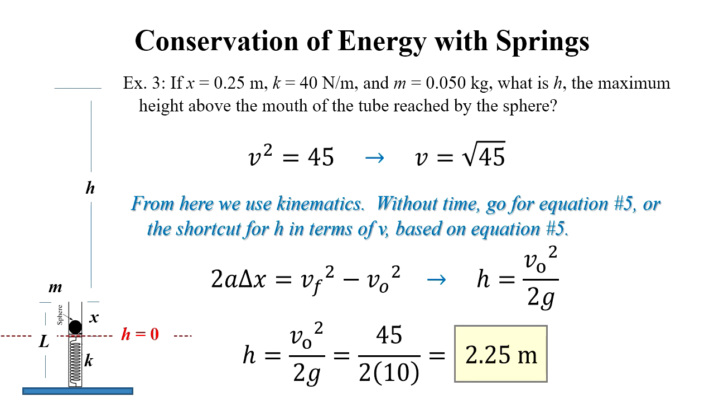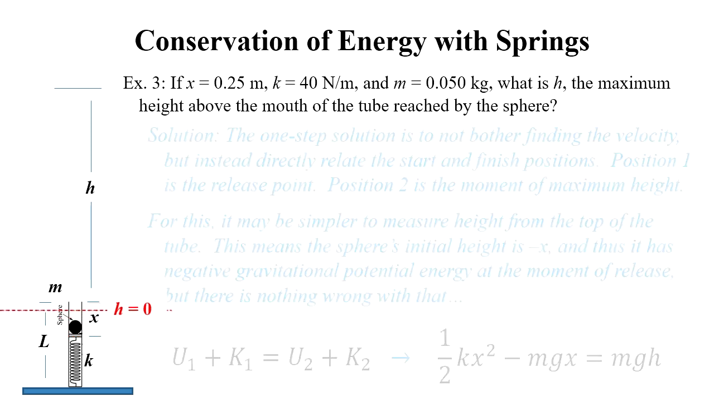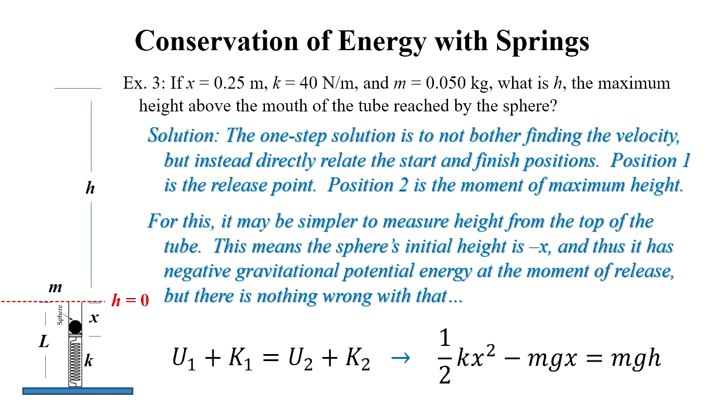Now, that is a solution to this, and it follows a certain logic, and it's probably one that many students are comfortable with. However, there is a faster one-step solution that a very experienced student would probably do instead of what we just did. The one-step solution is to not bother finding the velocity. After all, the question doesn't ask for that. Let's directly relate the start position when the spring is compressed to the final position when the sphere is way up in the air at a height h above the tube.